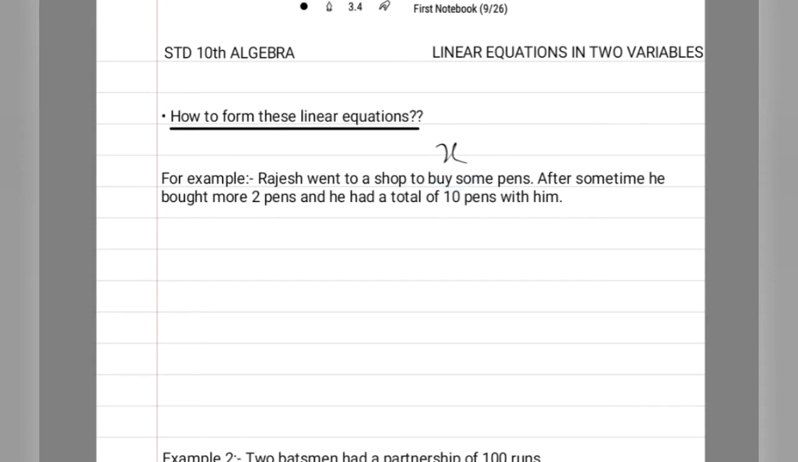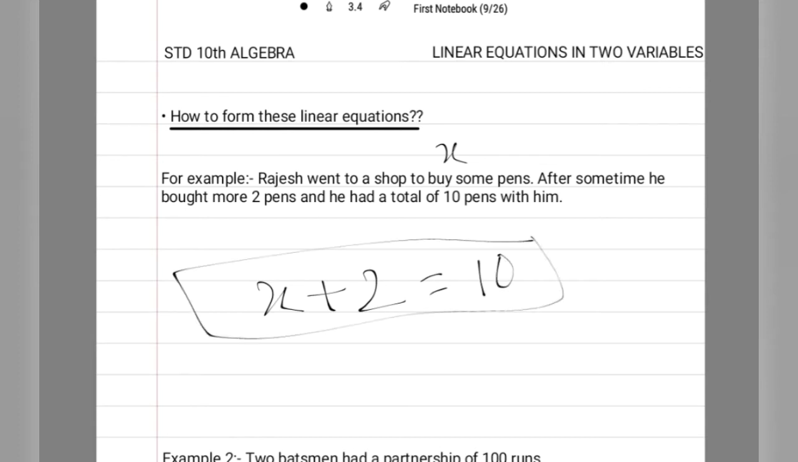Okay. Now after some time he bought 2 more pens and he had a total of 10 pens with him. So we can write this unknown quantity x plus, second time he went to the shop, he bought 2 more pens, so plus 2 is equal to he had a total of 10 pens with him. So we get this equation from the given statement or the given condition.